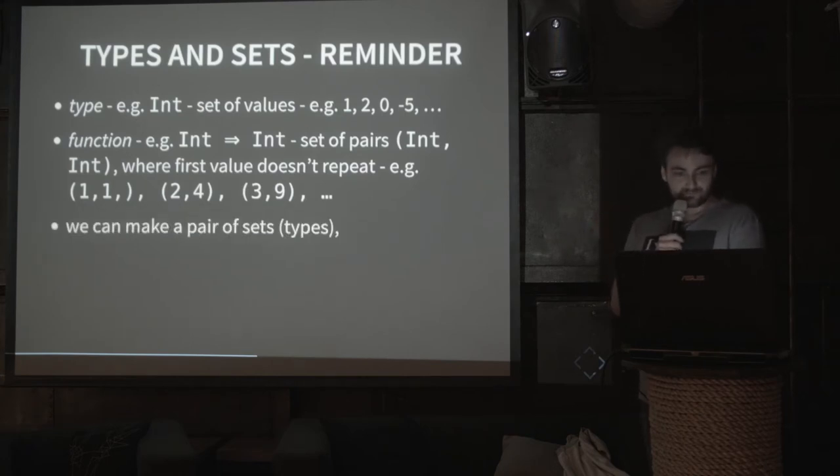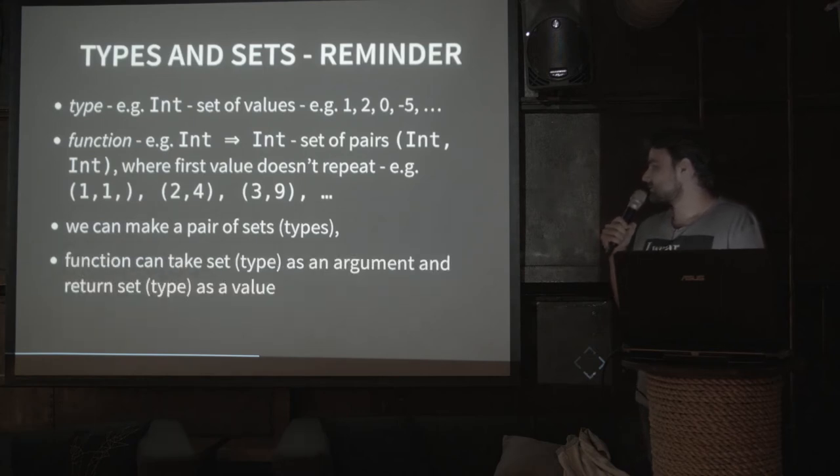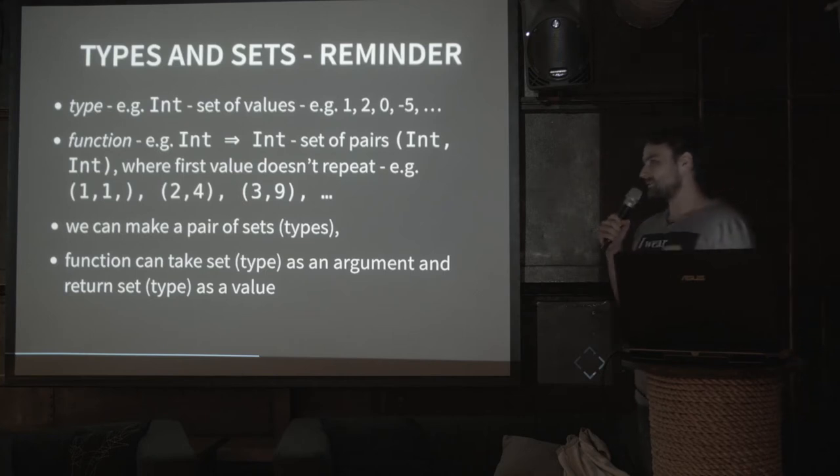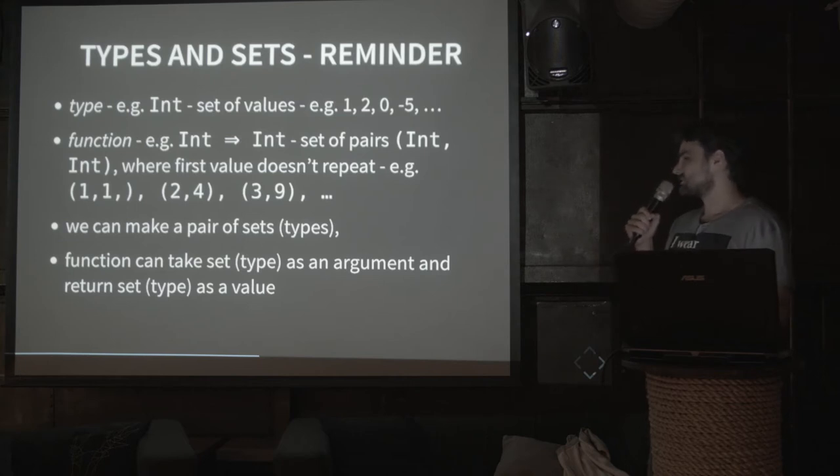So if we can make a pair of sets as well, then we should be able to create a function which takes one set and returns another set as a value, except not on a value level, but on a type level, because in many programming languages, those sets, like std set or Scala sets, are something different than types, even though mathematically they're just a different instance of the very same thing.